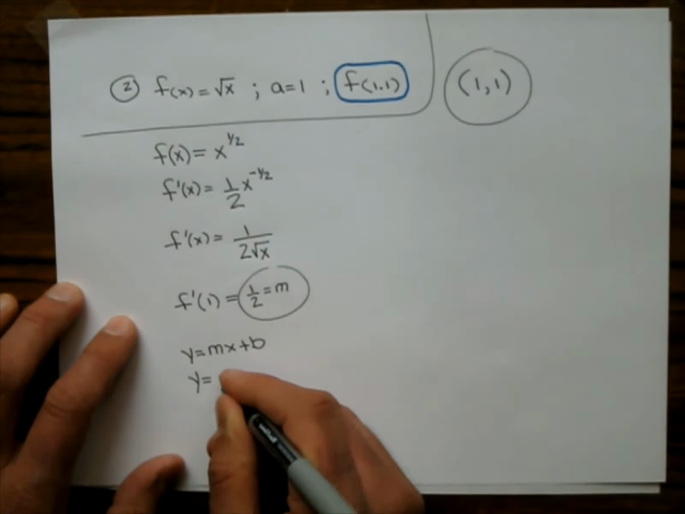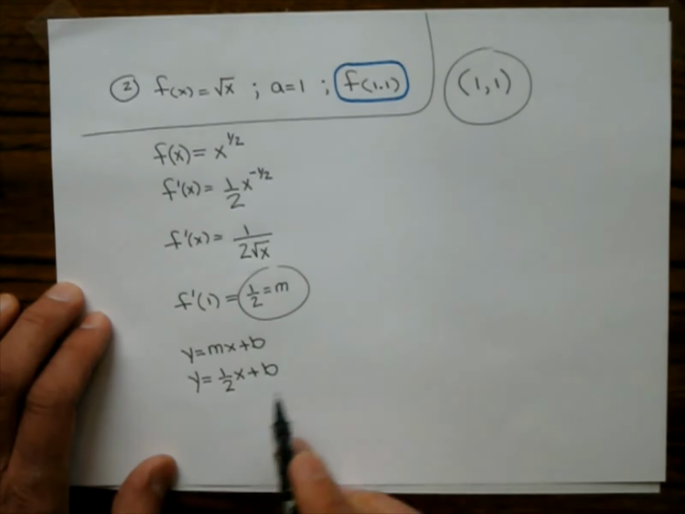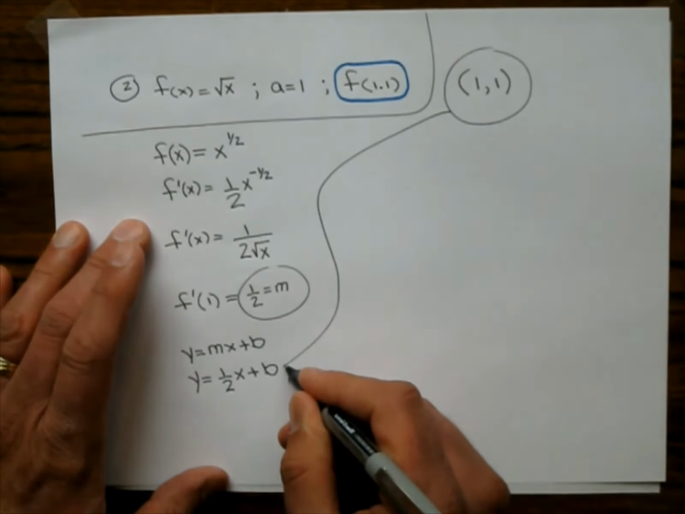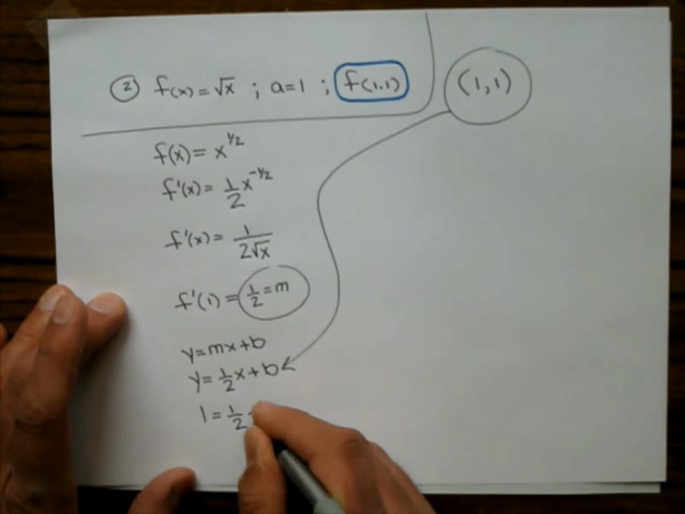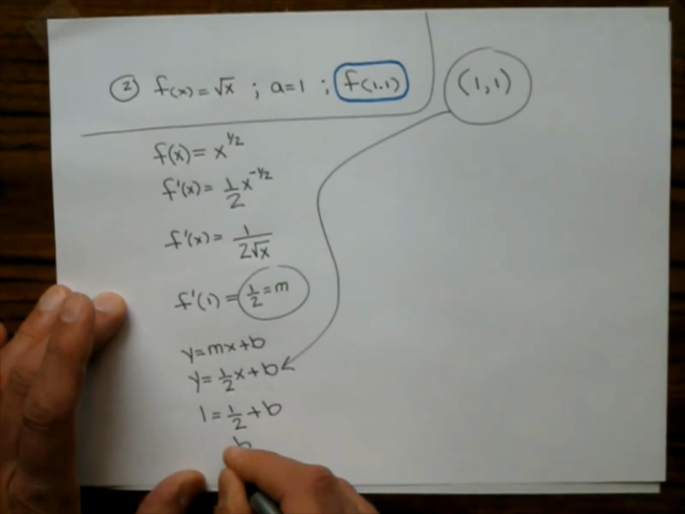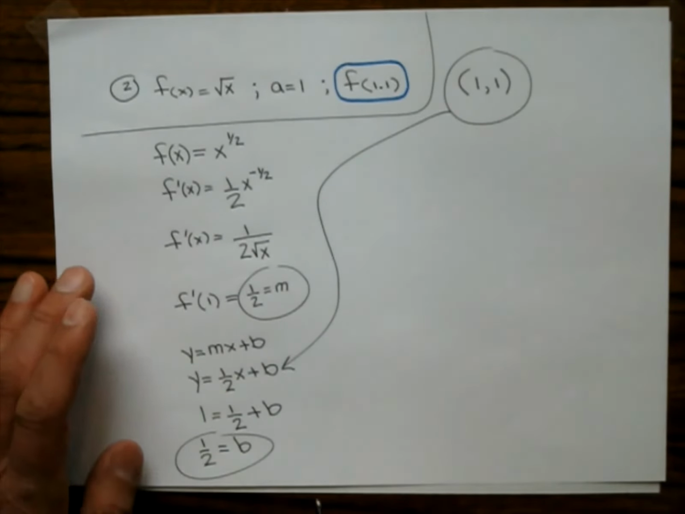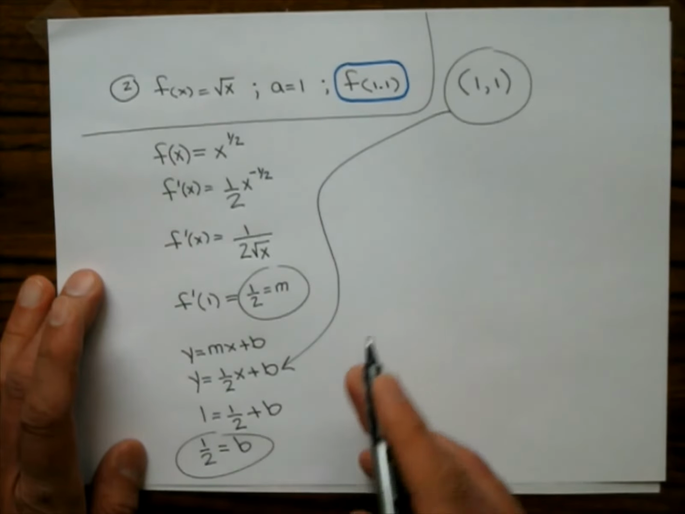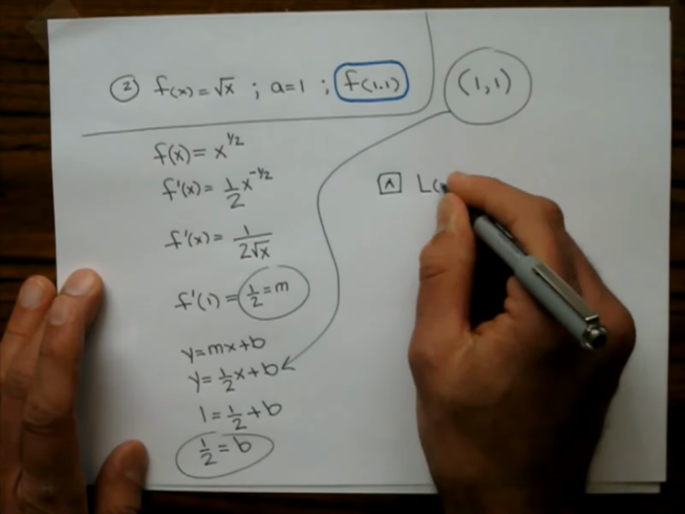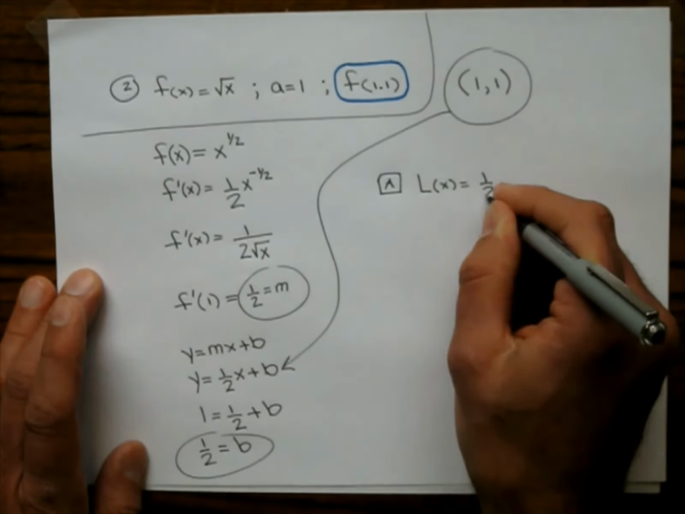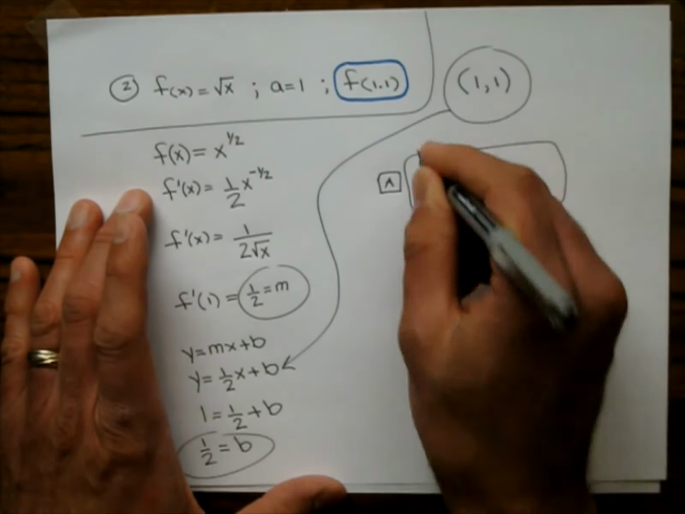y equals 1/2 x plus b. I have to figure out the value of b by plugging this point in here. So I get 1 equals 1/2 times 1 plus b. b also equals 1/2. So the linearization is going to be 1/2 x plus 1/2. So the answer to part A, I'm not going to put y equals, I'll put L of x equals 1/2 x plus 1/2. Okay, and there's the answer to part A.